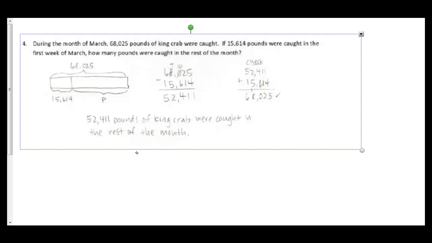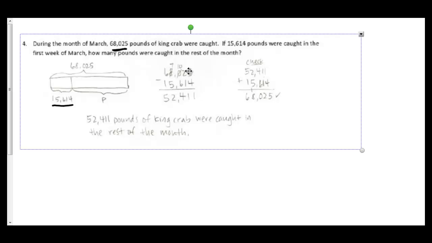Okay, you're going to notice that my whole in this problem was 68,025. That's how many pounds of king crab were caught. And in the first week of March, 15,614 were caught. I want to know how many pounds were caught for the rest of the month. That's why I labeled this P for pounds. So again, this is a subtraction problem.